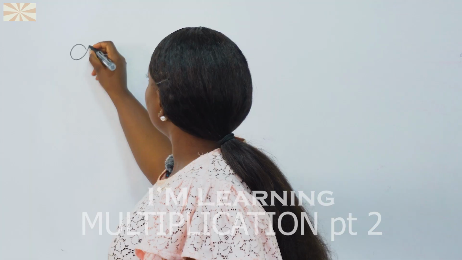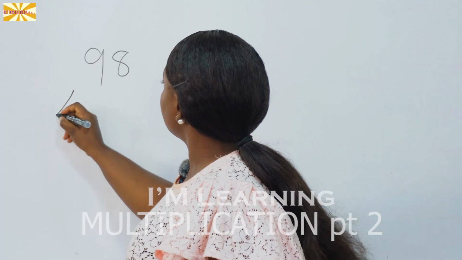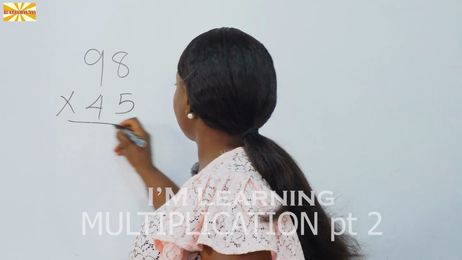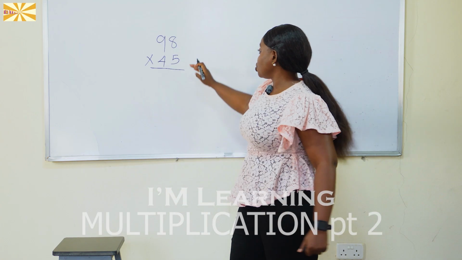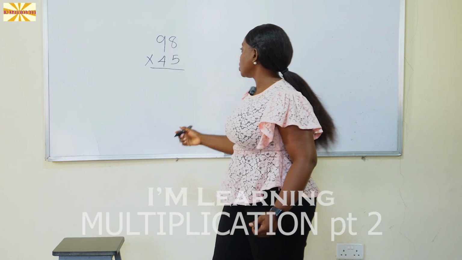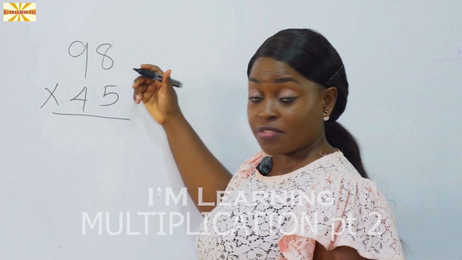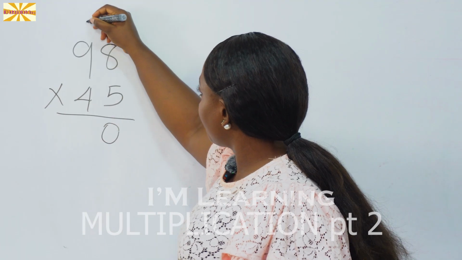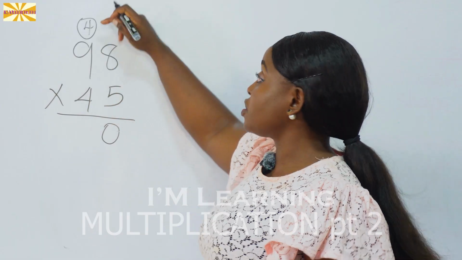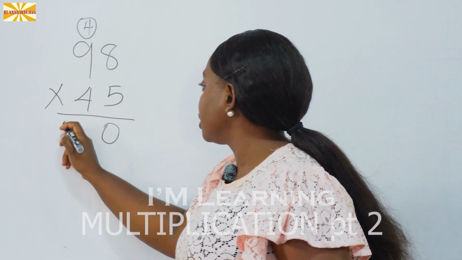So I have 98 times 45. First thing, we're going to use 5 to multiply the top. Then we'll use 4 to multiply the top. So let's go. 5 times 8 is 40. So 0 will carry 4. 5 times 9 is 45. Plus the 4 that we carried is 49.